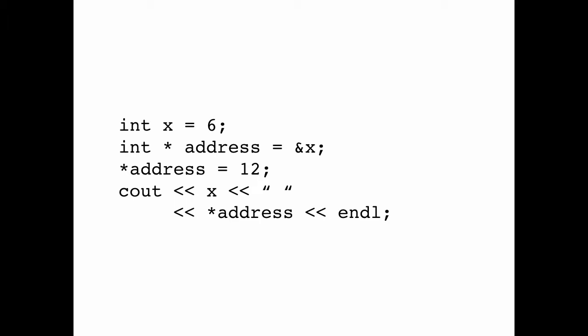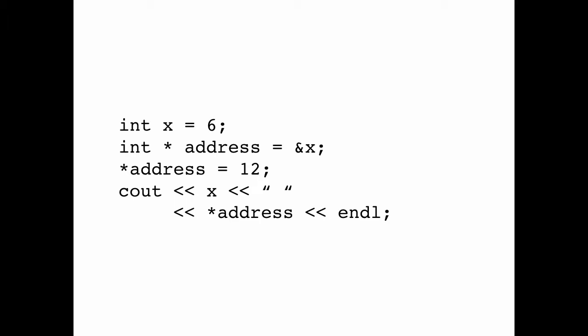We say int x equals 6. We say int star, which means it's going to be the address of something that holds an int, equals ampersand x, so it gets the address of x. If we say star address equals 12, what happens? It changes what? What's at the address? So what is currently at the address if we do star address? And then we set it equal to, so what's at star address after that? 12, yep.